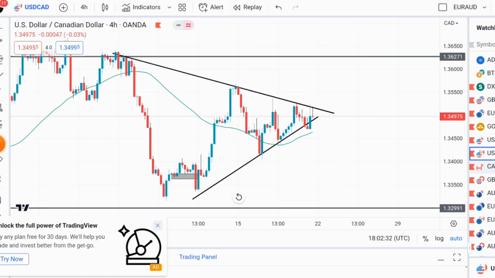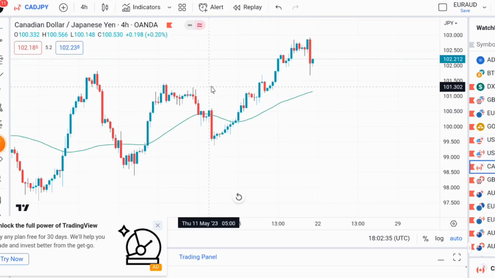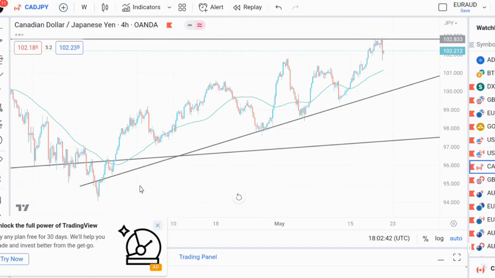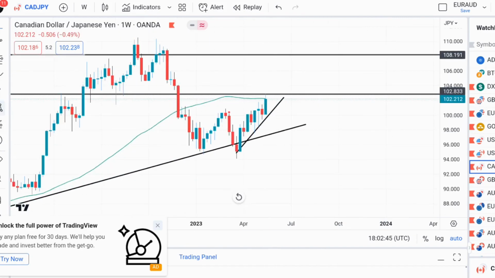So the next one I want to check is the Canadian dollar Japanese yen. Here, what I'm looking to trade is, let's check the weekly time frame. As you can see, we have a resistance level sitting comfortably at this particular area. This zone, then this zone too. This zone is a very, very strong level. So if we have the breakout of this, then we should see a move to 108.191. But I'm looking for a rejection at that particular area, as the 50 moving average is above that particular price level. As you can see, it's right there. So the 50 moving average is above the level.